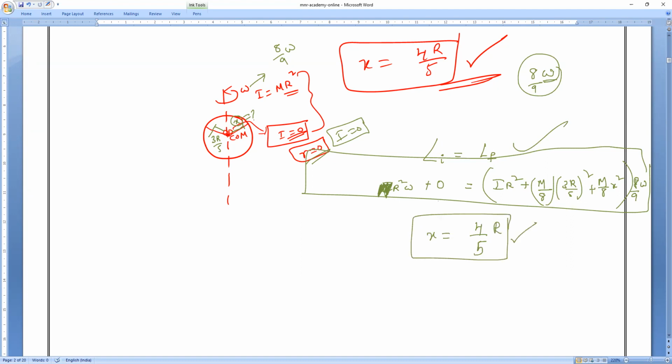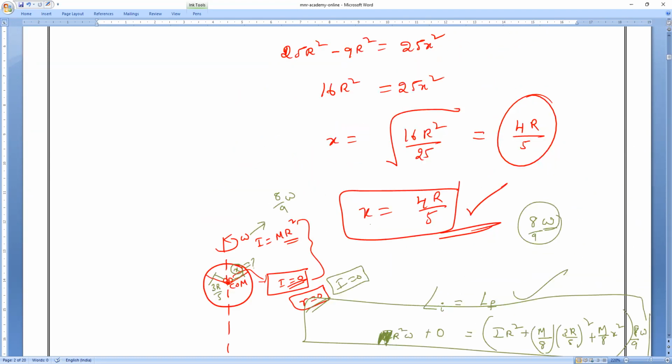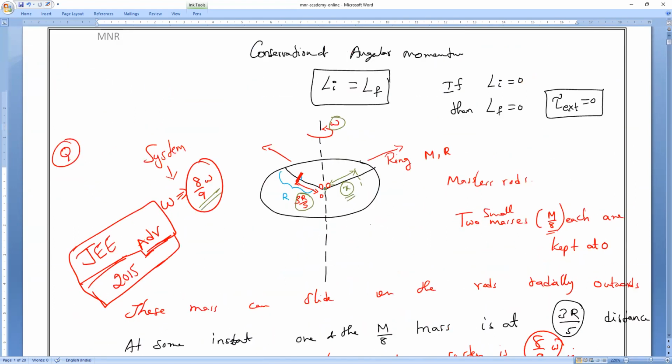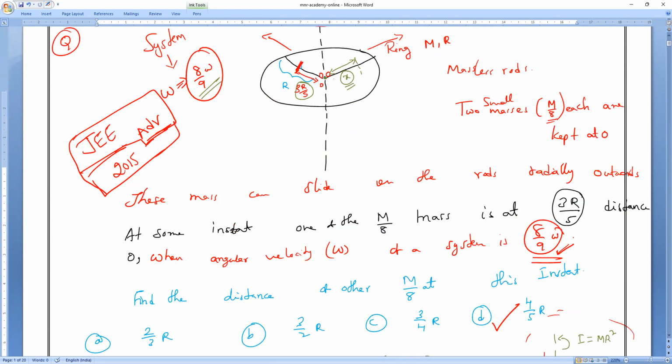Clear, everybody? This is a 4-mark sum for JEE and NEET. If you get it correct, 4 marks will come; wrong means you will lose 1 mark, minus 1. That is such a beautiful sum it is. I hope you all understand.